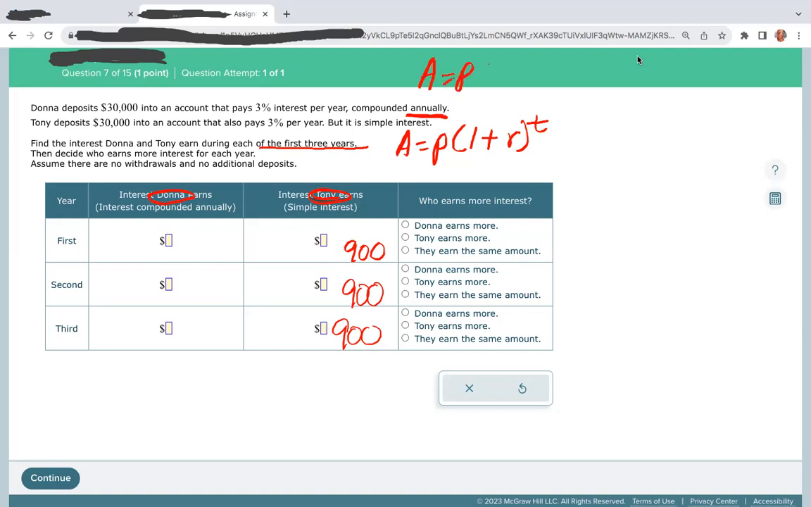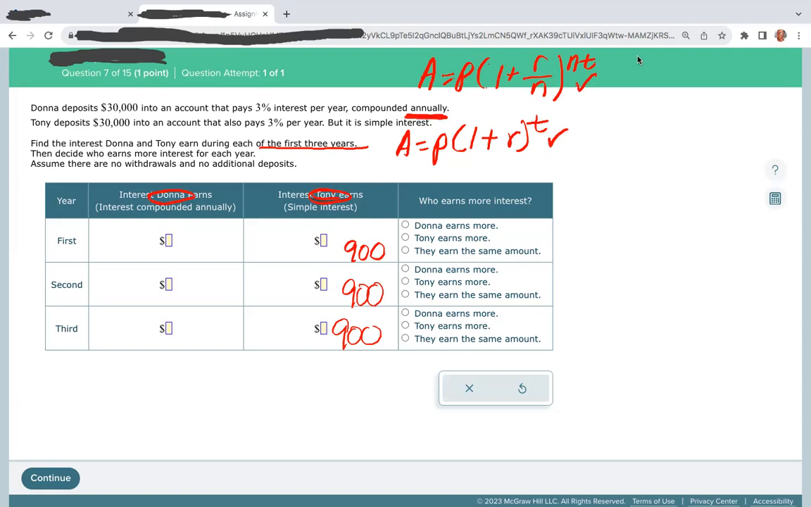A equals P times 1 plus r over n to the nt power. Since all the n values are equivalent to 1, this formula simplifies to this because it is annually.